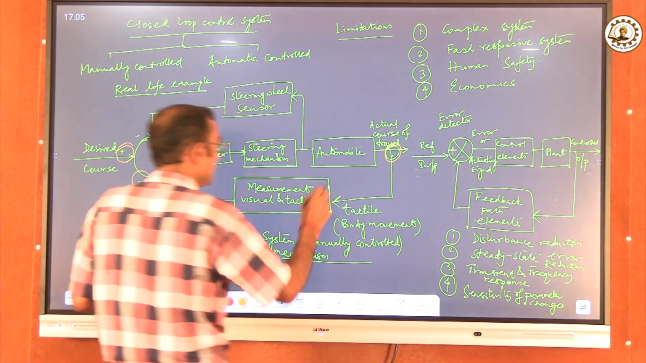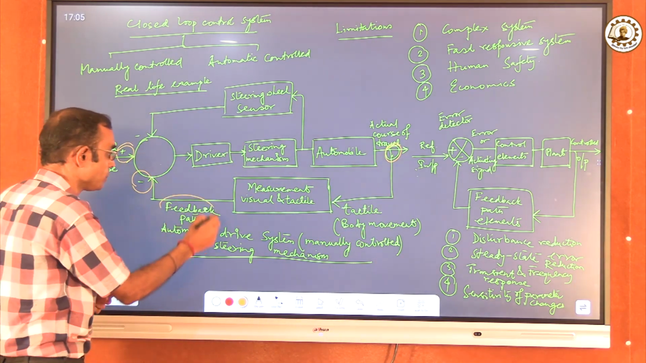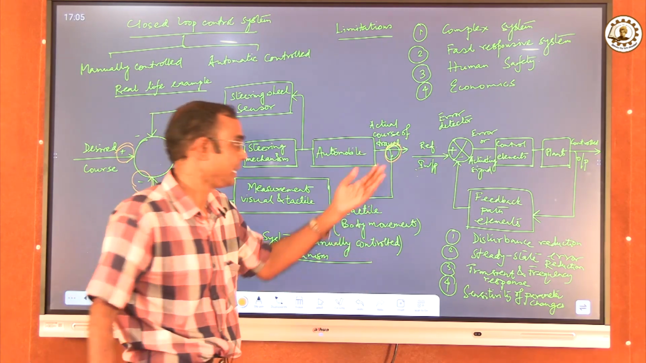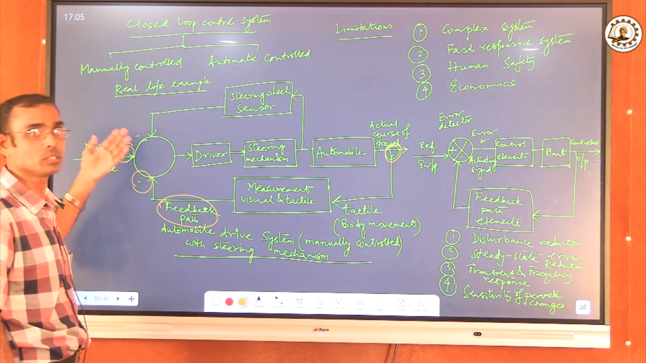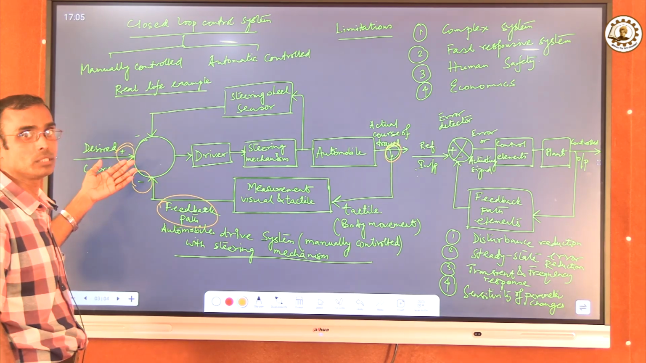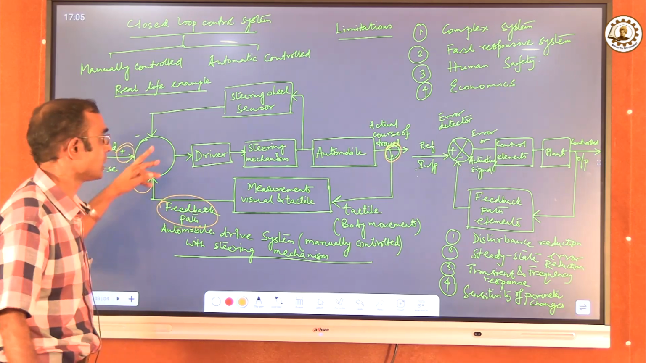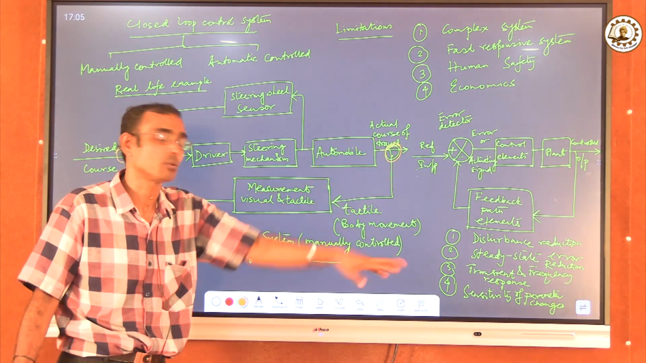So, if this is the forward path, this is called the feedback path, because from the actual course of travel, the feedback has been taken and put into the input side, or the desired course of travel side, of the diagram. So this path is working in the opposite direction of the previous path, which is termed the forward path.